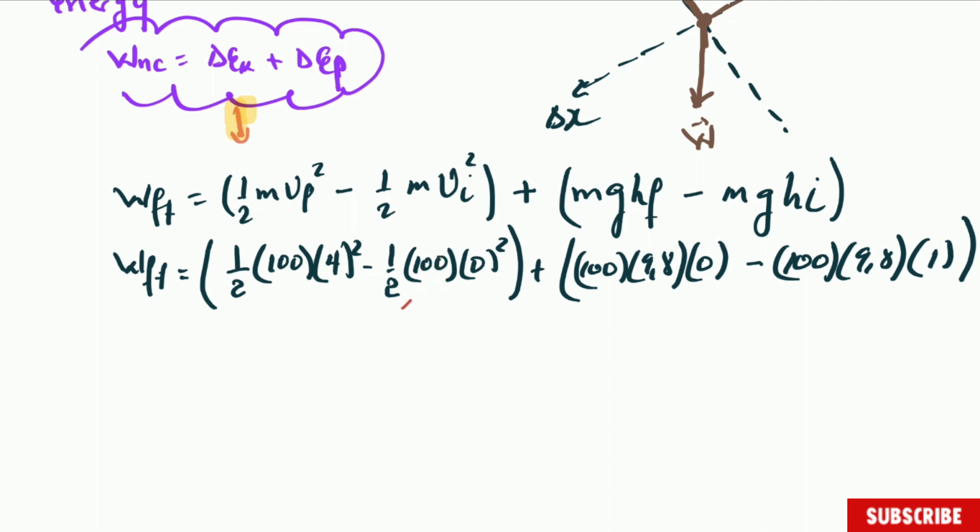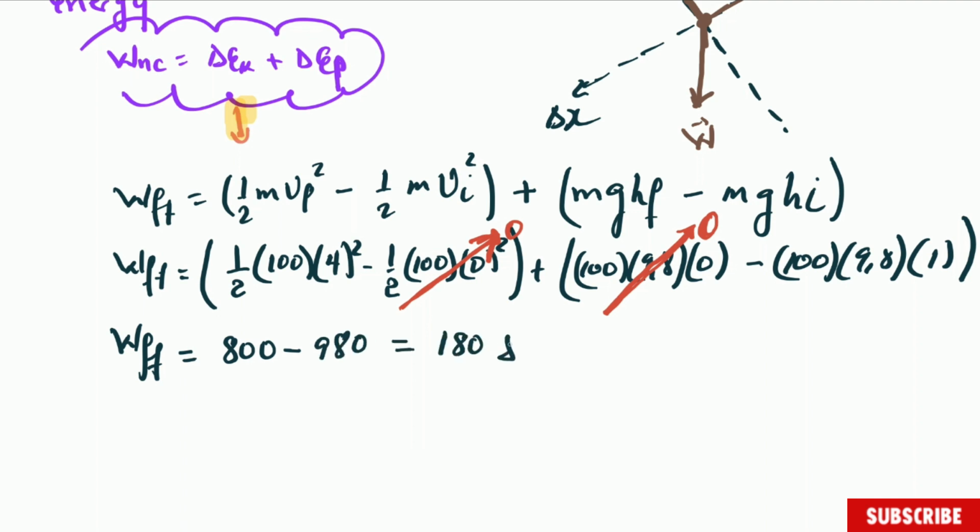Note that this is the initial speed of the object, which is 0, so everything there is 0 because the object starts from rest. As well as here, this is the final height, the product of final height times mass times acceleration due to gravity, so all that is 0. Final answer is 180 joules. Negative, remember that negative means energy is being taken away from the system.